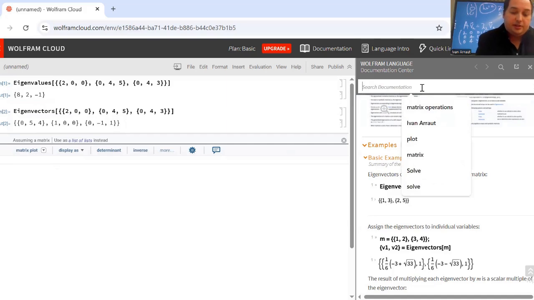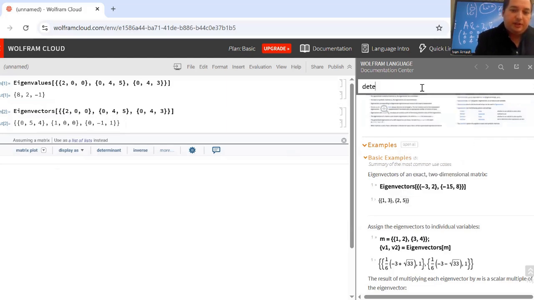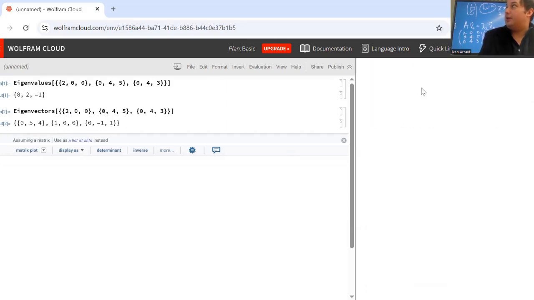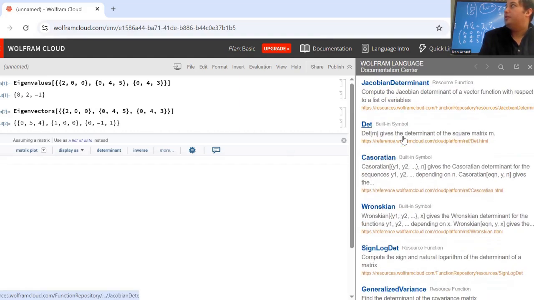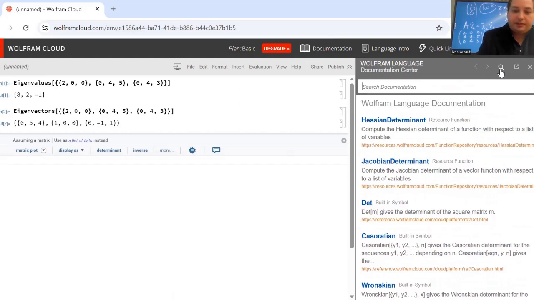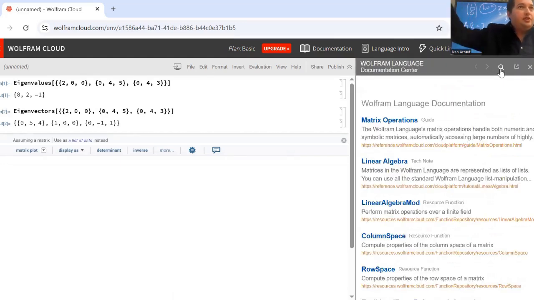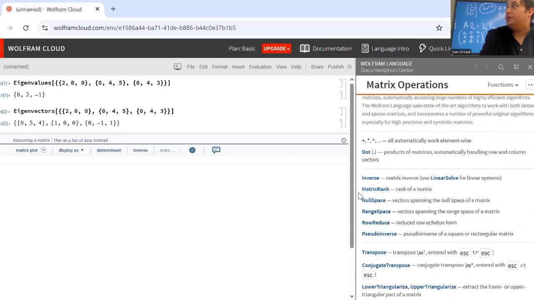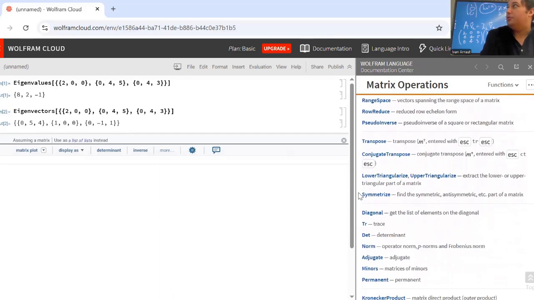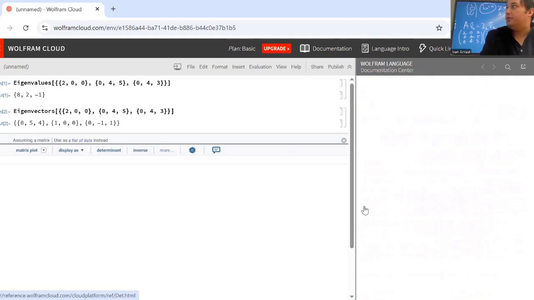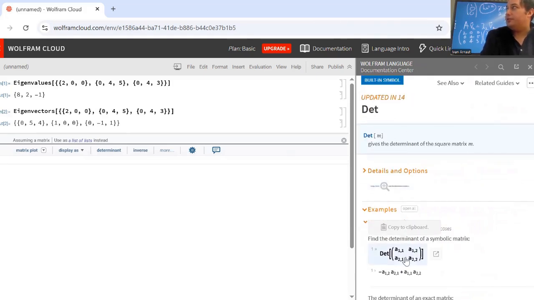Now, let me, determinant. The determinant of a matrix can be calculated also here. Probably it's under matrix operations. But you can see that you don't have to do the whole process. The software will give you immediately the eigenvalues and eigenvectors. Determinant should be here, transpose, symmetrize, determinant here. You can calculate the determinant of a matrix like this.